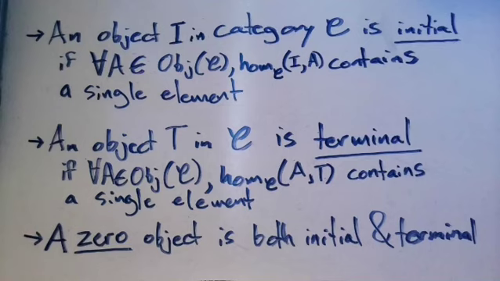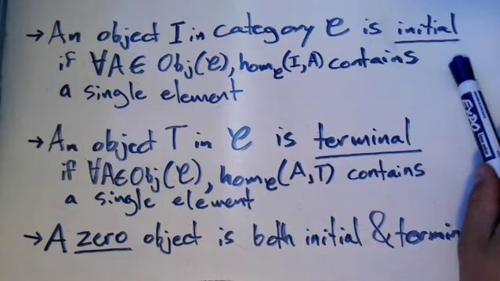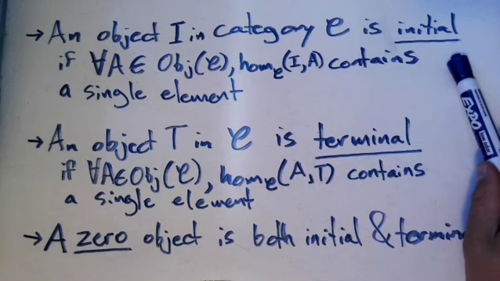There are a few types of objects which are given special names within a category. The first one is known as an initial object. An object I in a category C is initial if for all objects in C, the hom set from I to any object A contains only a single element.